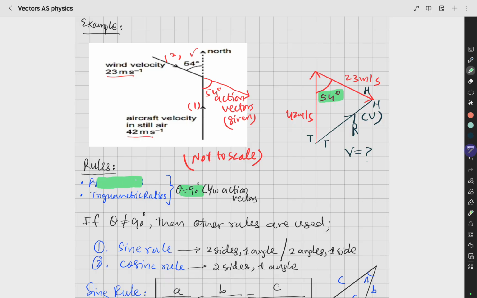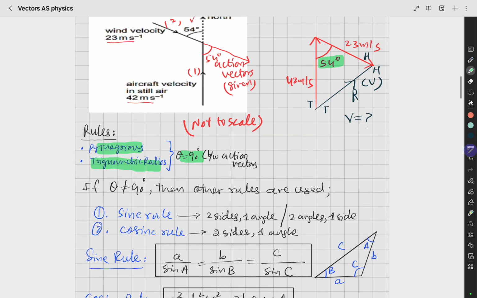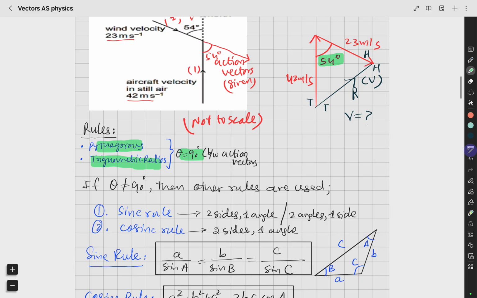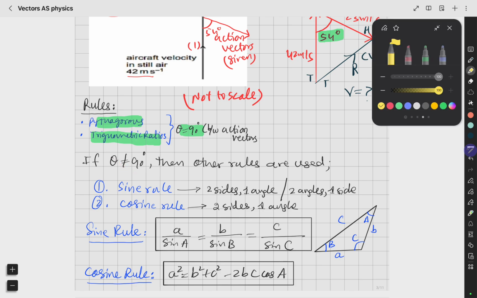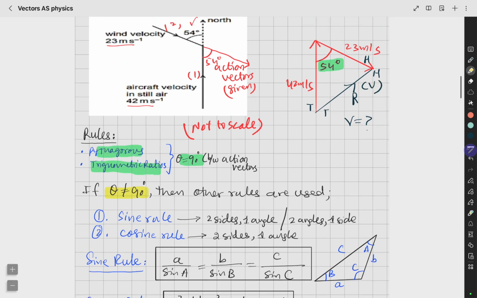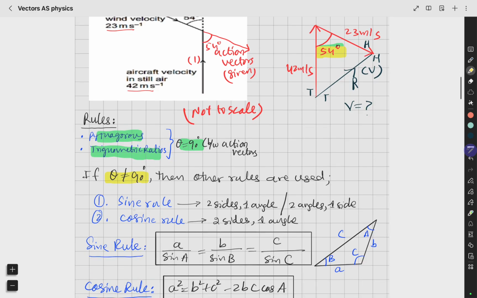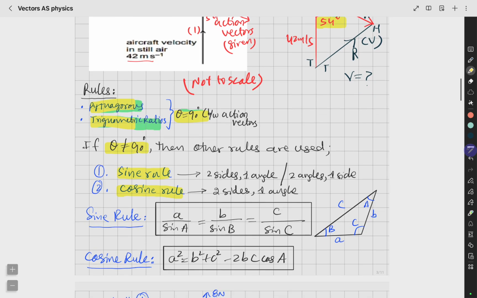If it is 90, you use Pythagoras theorem or you use the trigonometric ratios, as I told you before. Remember, if one of the angles in the triangle is 90 degree, you have to use Pythagoras theorem or trigonometric ratio to get the unknown quantity. But if the angle is not 90 degree, like in this case, it is 54, then you can use sine rule or cosine rule. Even if it is 90, you can use sine or cosine rule, but for 90, the better one is Pythagoras theorem or the trigonometric ratios.